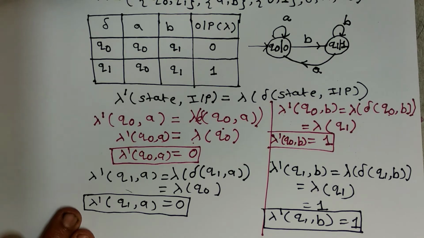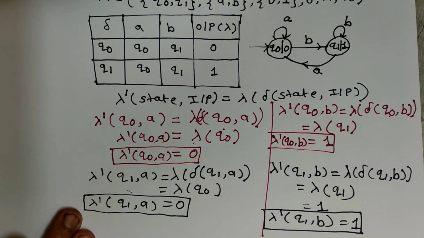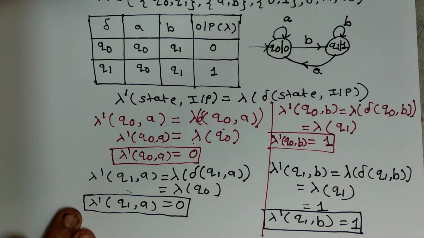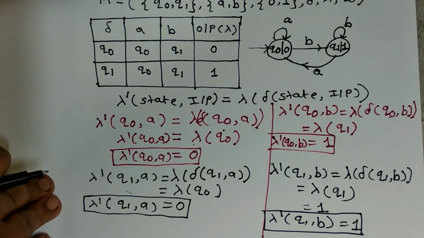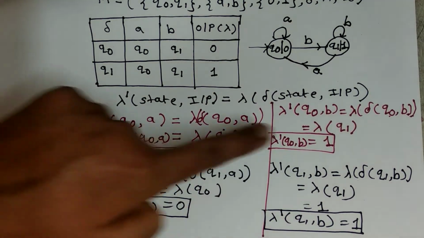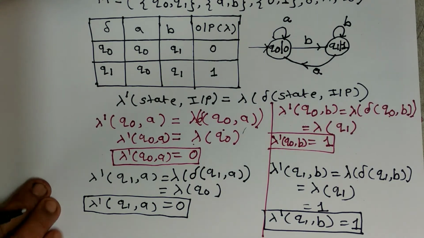Now the next task is to write down the transition table for the Mealy machine. So see how to write down the transition functions. You have to refer to these steps and these results. Please refer to the image displayed in the corner.